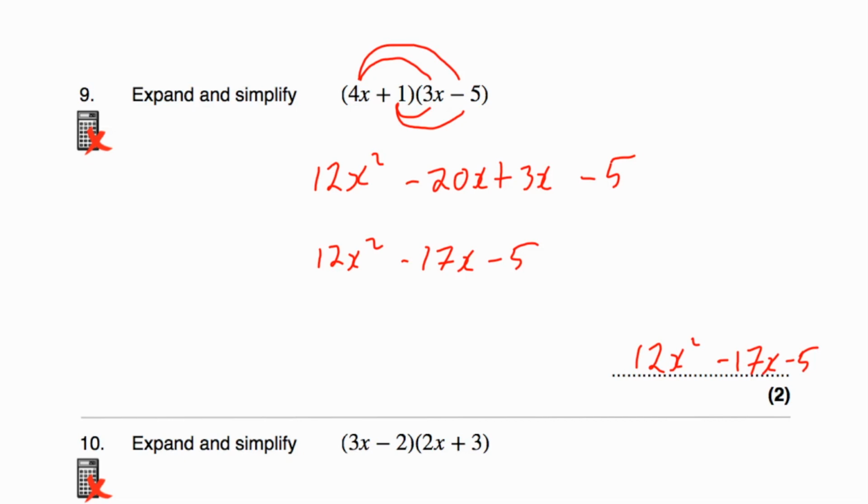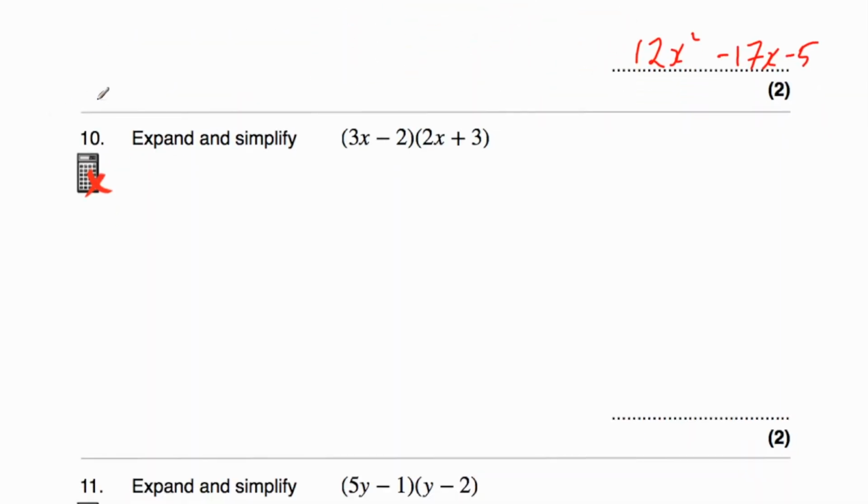Okay, let's have a look at our next question, question number 10. We've been asked to expand and simplify (3x minus 2)(2x plus 3). So let's multiply terms together. 3x times 2x, well, 3 times 2 is 6, and x times x is x squared. 3x times 3, well, 3 times 3 is 9, so that would be plus 9x.